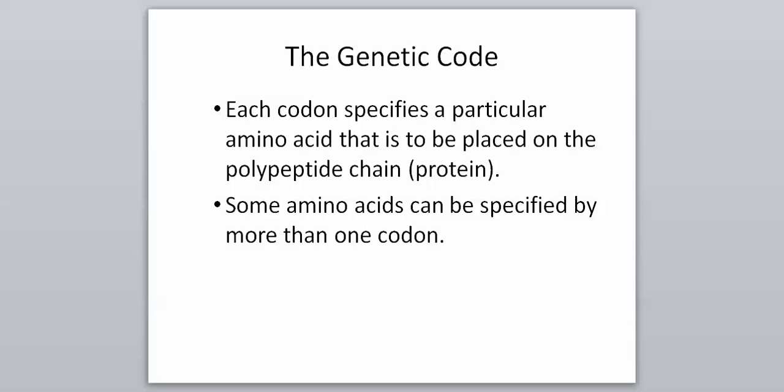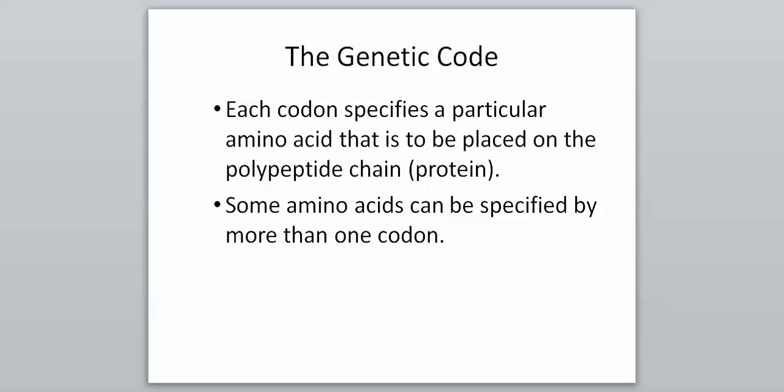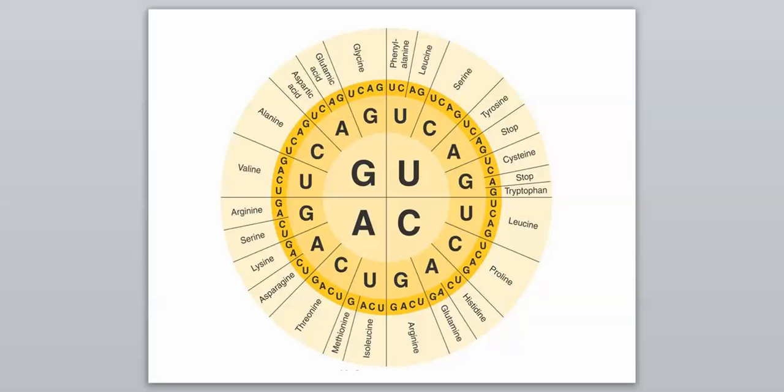Each codon specifies a particular amino acid that's to be placed on a polypeptide chain. Polypeptide chain is just a fancy way to say protein. Some amino acids can be specified by more than one codon. So what that means is we have an AUG and we have AAC, and these could, in theory, make one amino acid. You don't have to have just one amino acid for every codon. That's not how it works, so we could have multiple make up the same one. Here's a picture of what the genetic code looks like. I will give you a picture that I think is easier to read in the notes.